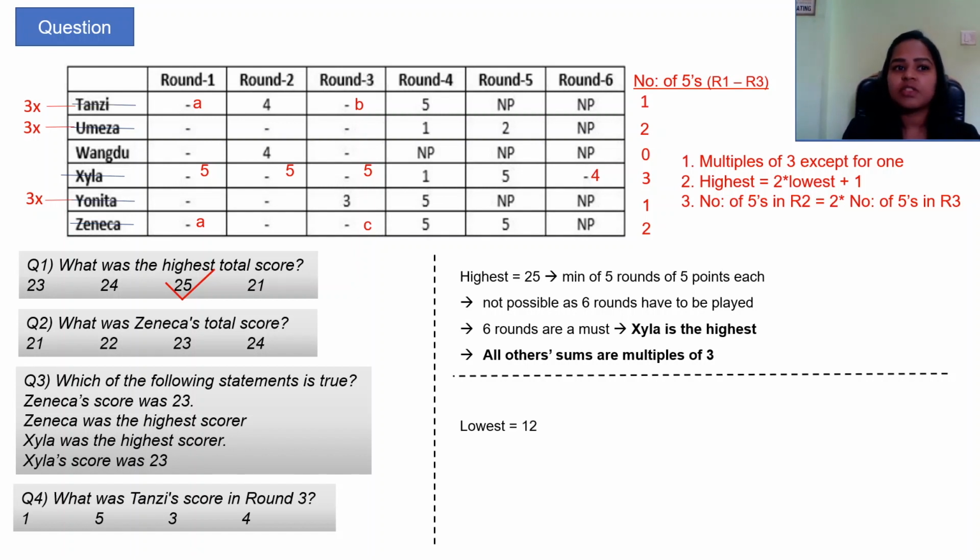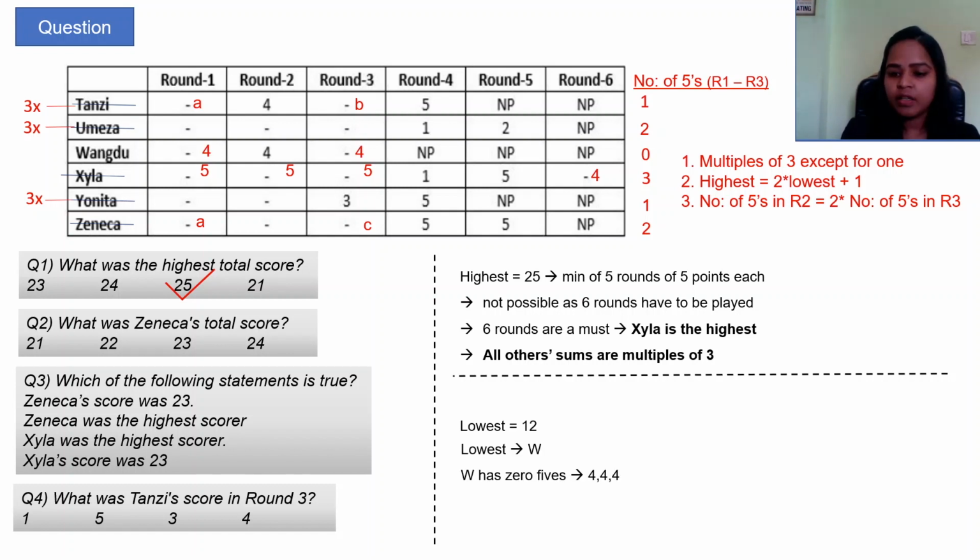So W is the lowest, Wongdo is the lowest. And what is the lowest score? We have lowest score as 12. And it did not play in round 4, round 5 and round 6 as well. So the maximum scores that W can have in round 1 and round 3 are 4 each. Right? So if it has 4 in round 1, 4 in round 3 and 4 in round 2, the maximum score it can have is 12, and that is what is our lowest score. So our lowest scorer is W, right?